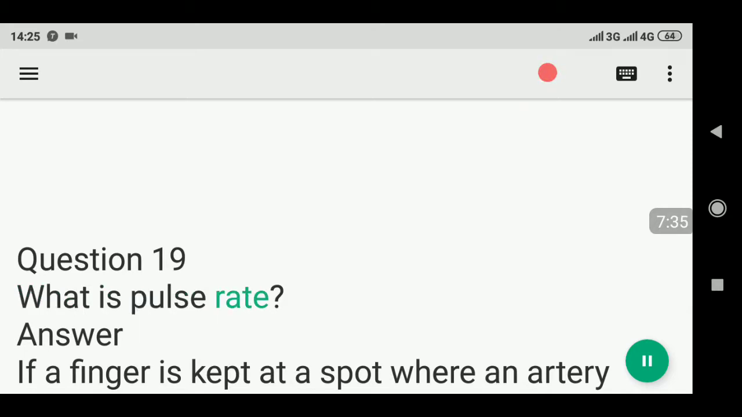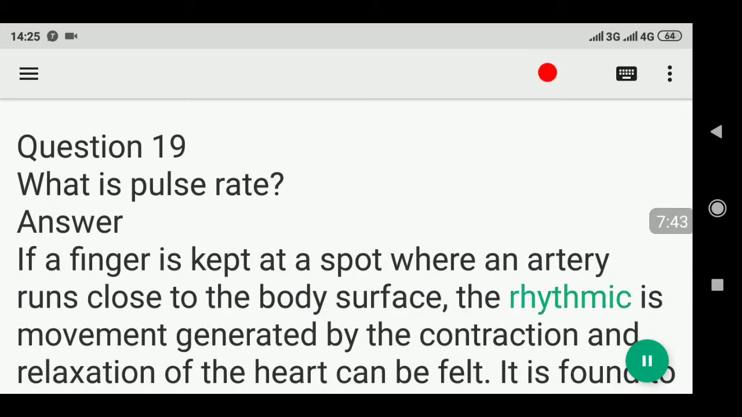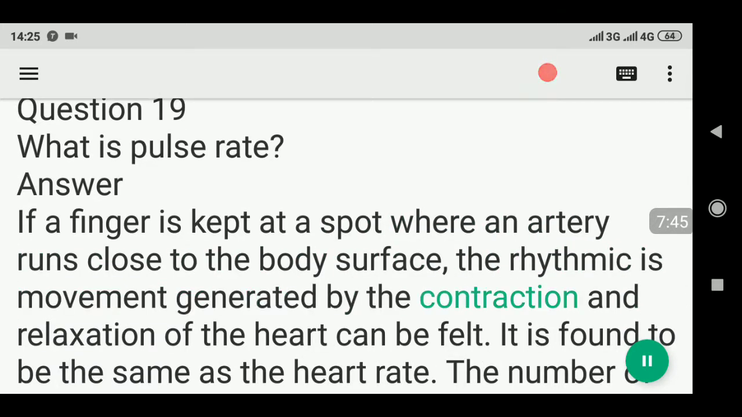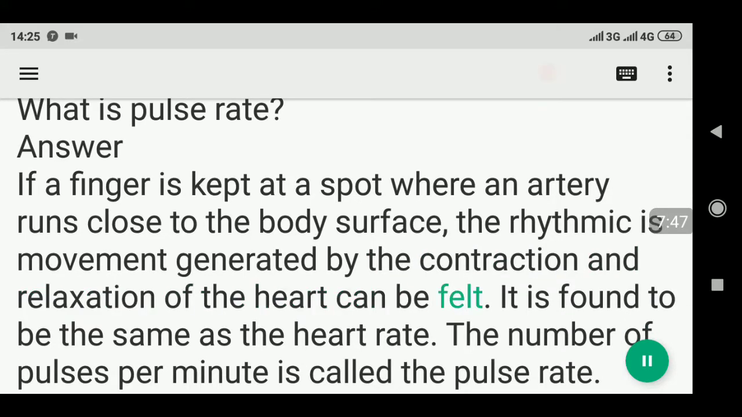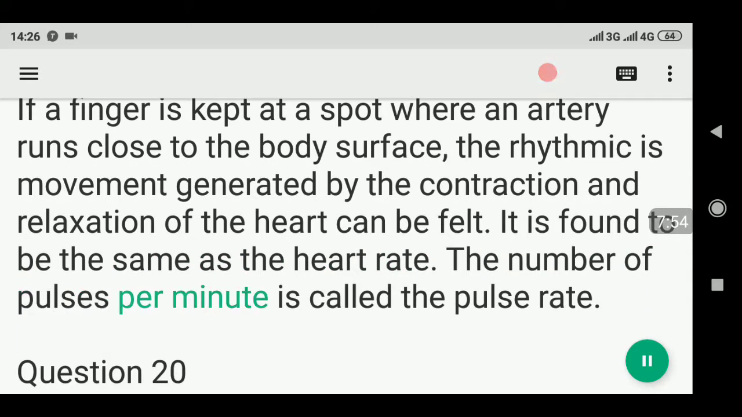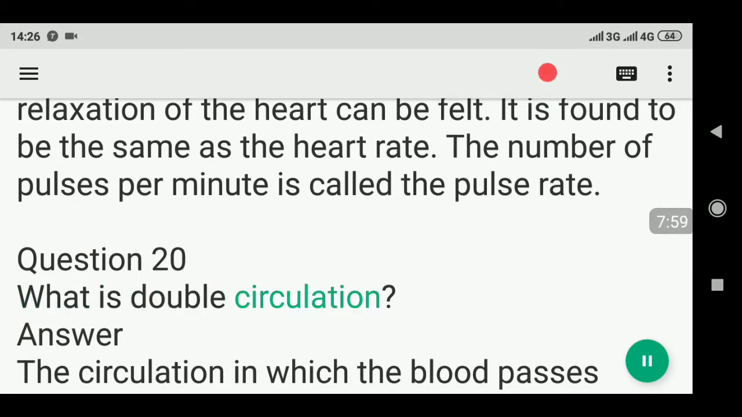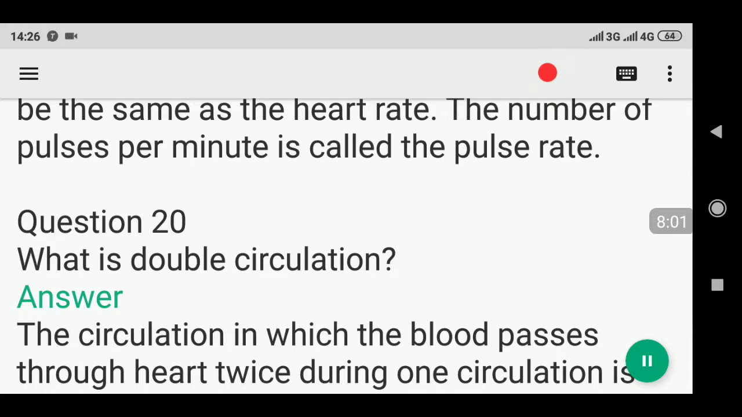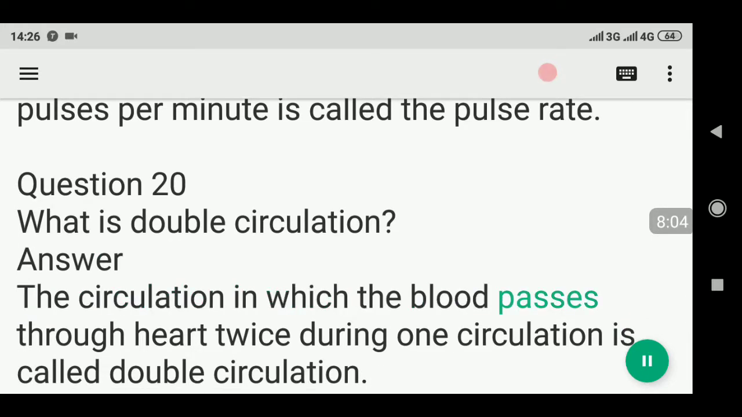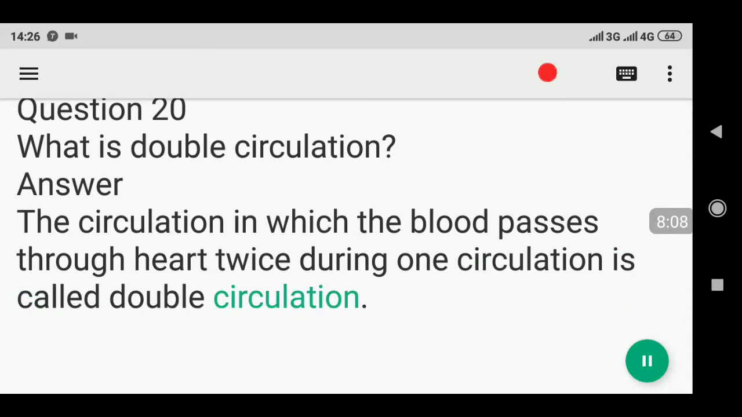Question 19. What is pulse rate? Answer. If a finger is kept at a spot where an artery runs close to the body surface, the rhythmic movement generated by the contraction and relaxation of the heart can be felt. It is found to be the same as the heart rate. The number of pulses per minute is called the pulse rate. Question 20. What is double circulation? Answer. The circulation in which the blood passes through the heart twice during one circulation is called double circulation.